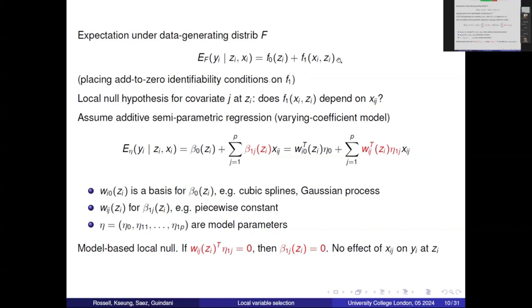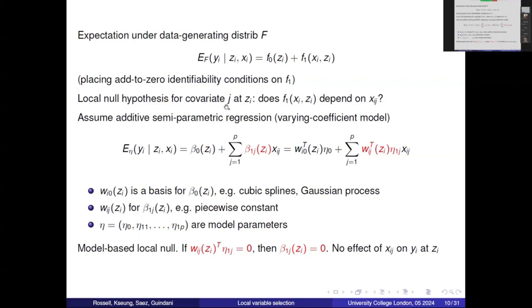So for any value of Z, the effects of X add up to zero. But if you take this, then the problem that I'm posing is local node variable selection. So it boils down simply to this.